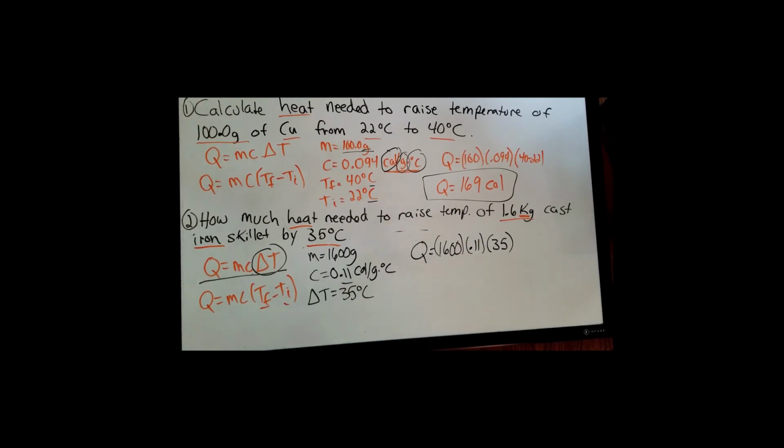So let's plug that into my calculator here. I've got 1600 times 0.11 times 35. I get 6,160. Units, since it's heat, we measure it in calories. So it will take 6,000 calories of heat to increase the temperature of that cast iron skillet by 35 degrees.